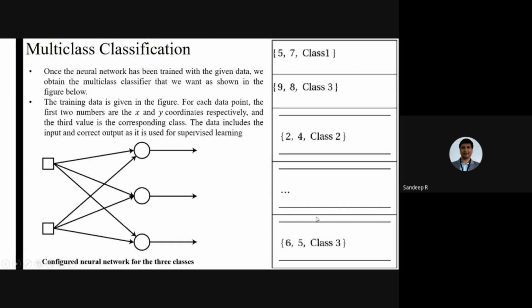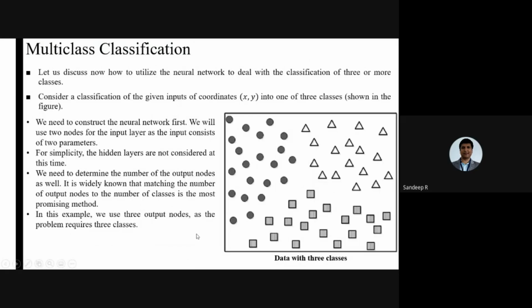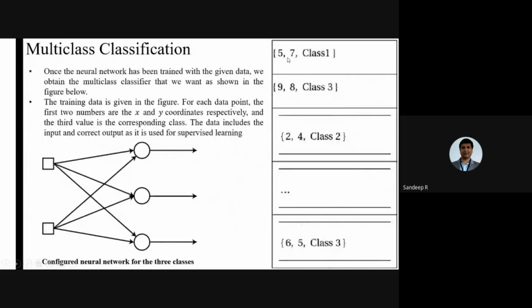But how do I formulate it? Say, for example, the input data, the coordinates. These are all the coordinates, right? X-axis and Y-axis, and the coordinates. So these are the coordinates, and this belongs to a particular class, class 1, class 2, class 3, and so on.